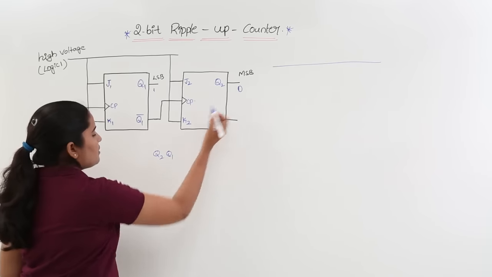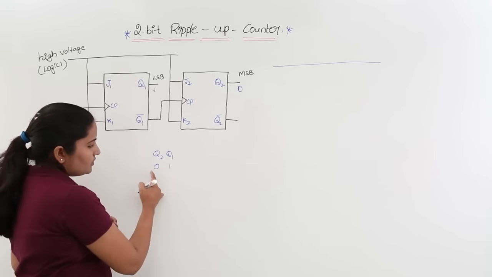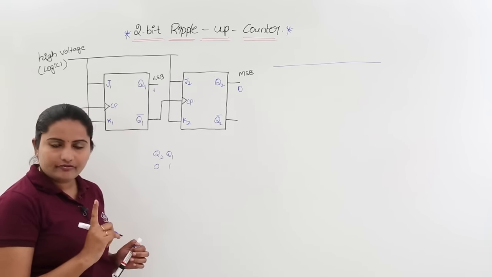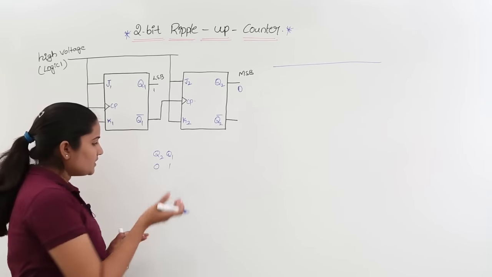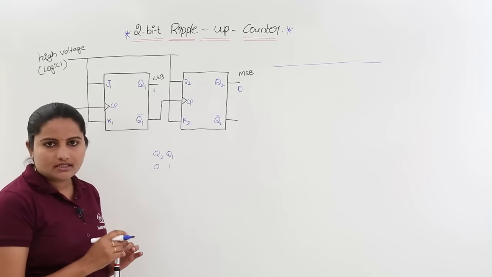So, that means now 0, 1. So, 0, 1 represents 1. The value representing 0, 1 is 1. So, definitely, the state of the flip-flop is the first state.